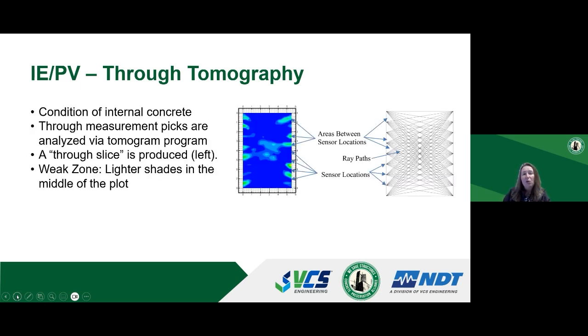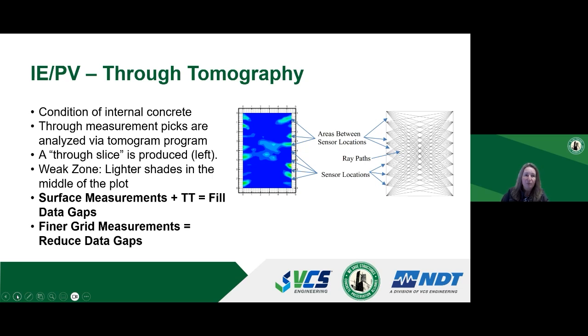Another application of IAPV testing is through tomography. This is typically used when we need to assess the internal condition of an element beyond just collecting measurements from the surface, which is what is typically done with the IAPV array setup. So here, instead of placing the impactor and the array right next to each other, we place the impactor on one side of the element and the array on the opposite side. We then move the array and the impact device to create these multiple intersecting paths through the element that you can see on the right side.